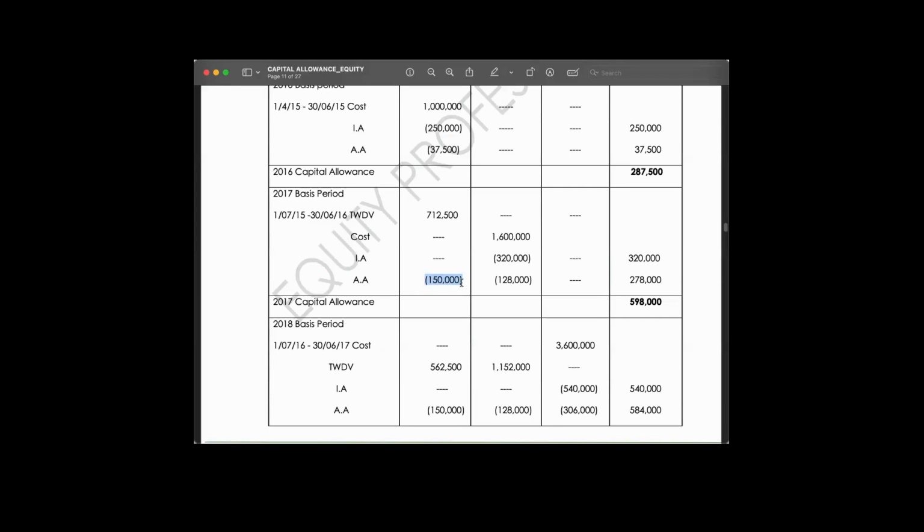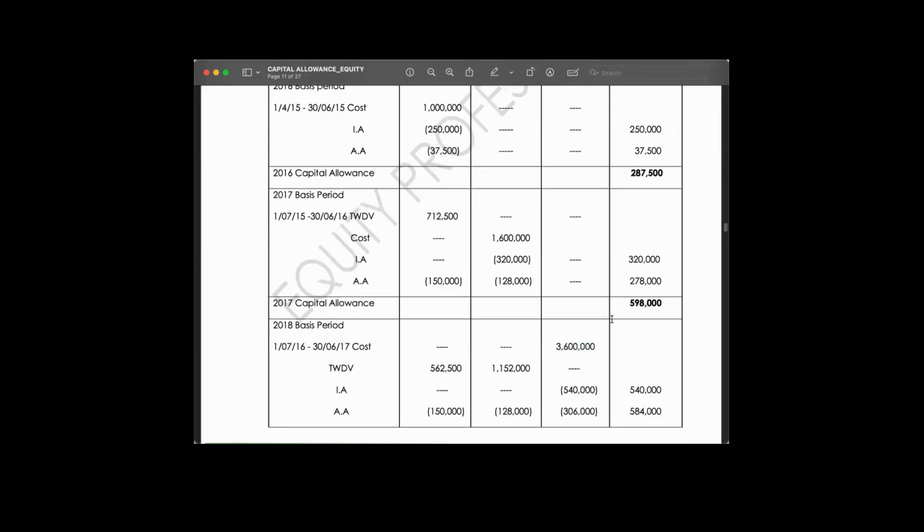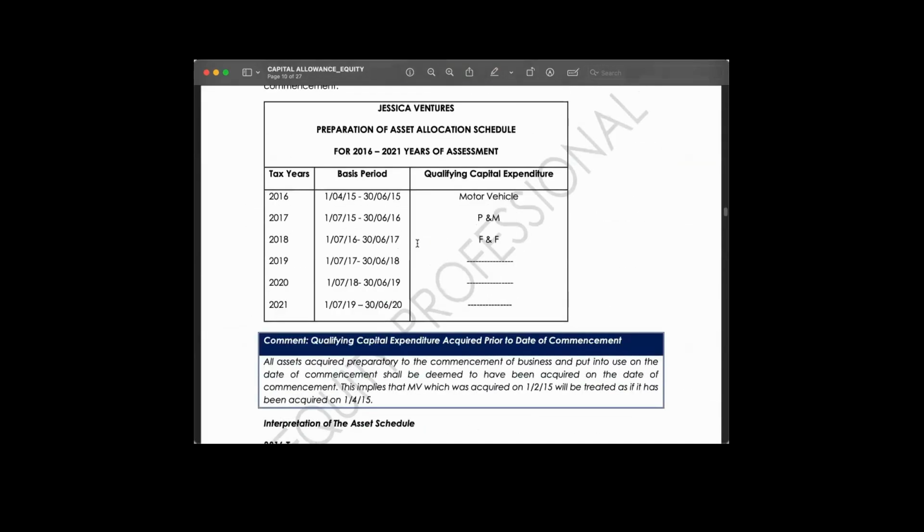Our tax nominal value in the next year, which is 2018. We know our basis period to be this for 2018. My tax nominal value will be this minus this. In this one it will be this minus this minus this. I will have this. We acquire new assets. Look at our table. A new asset was acquired in 2018.